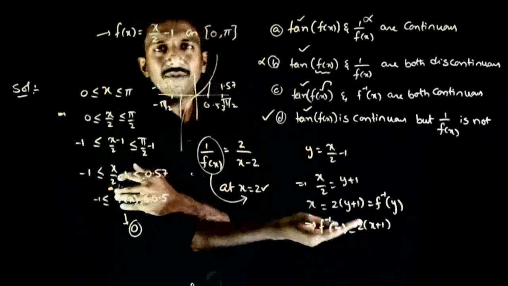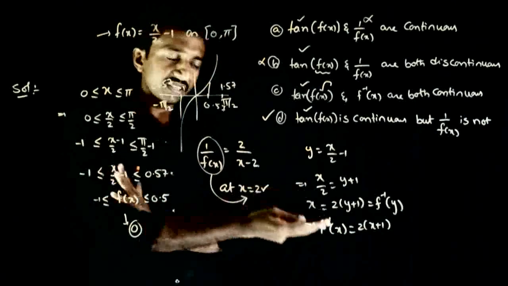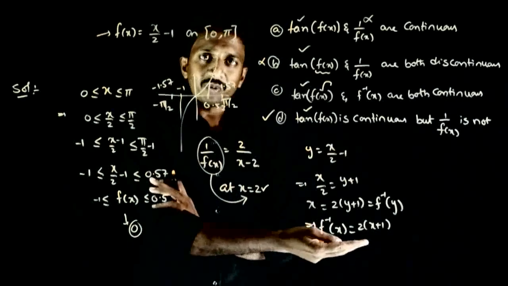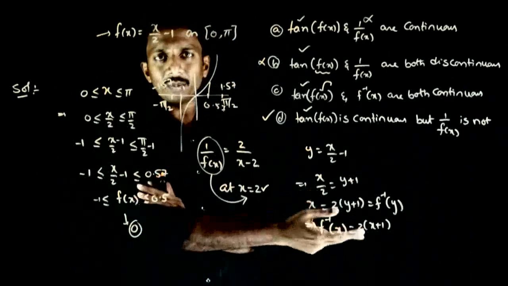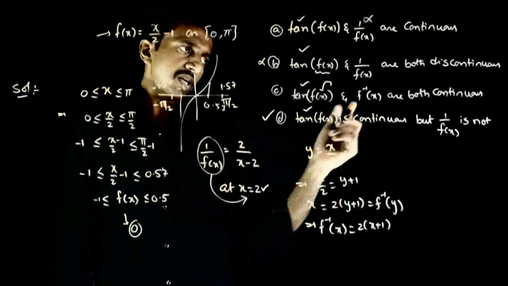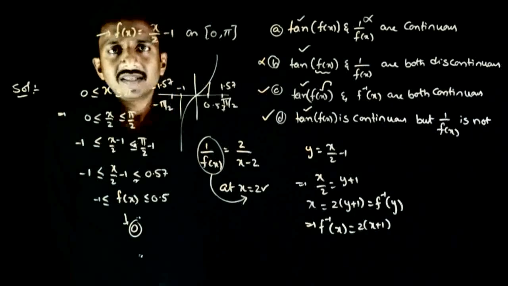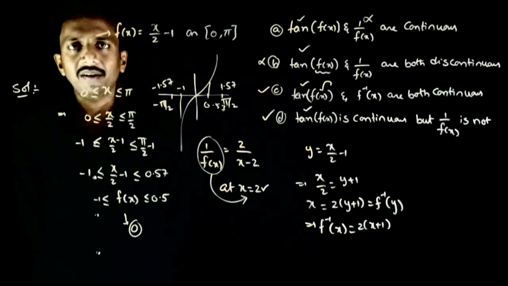It is a very straightforward linear function. This is continuous. There are no problems for this. So there are no discontinuity problems for this. No non-differentiability problems, no problem at all with this. So f inverse of x is also continuous. So options C and D are right options.